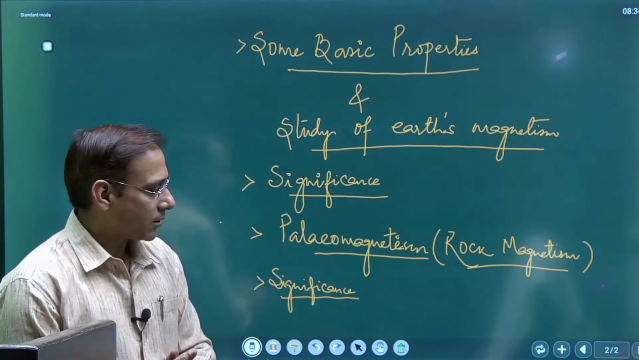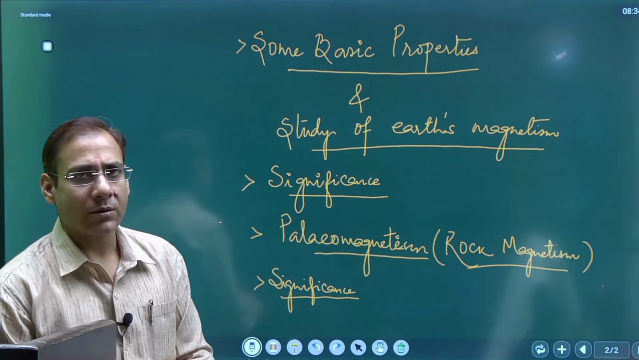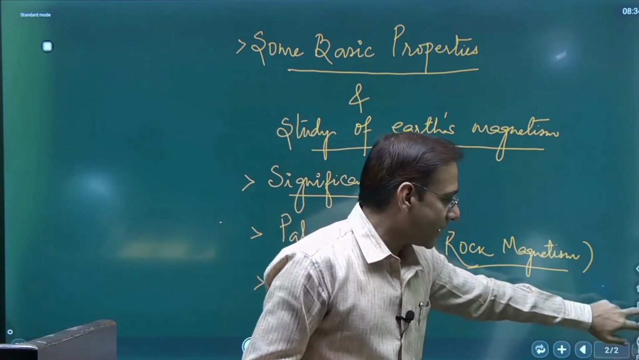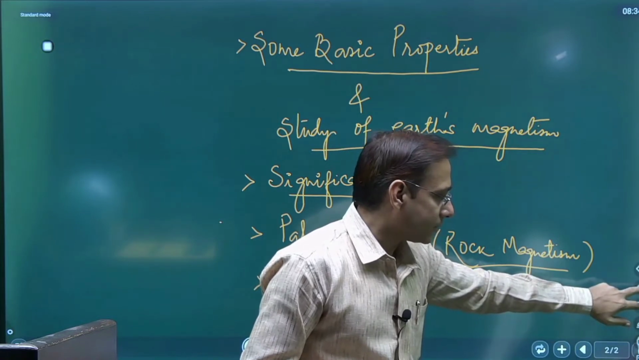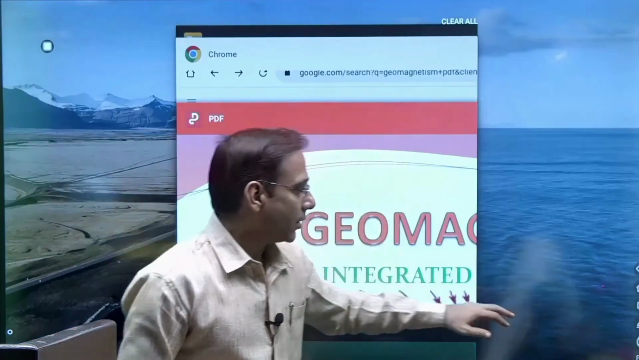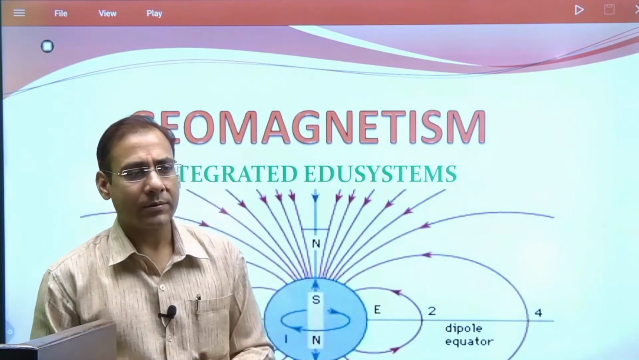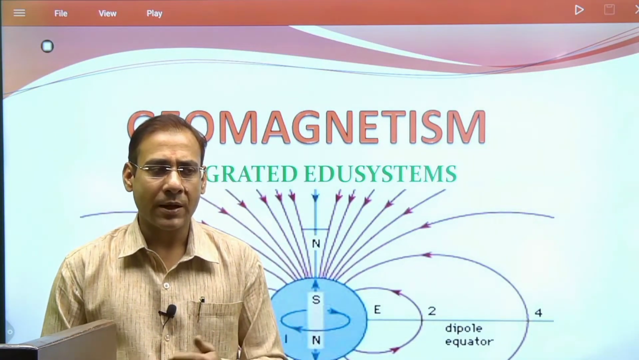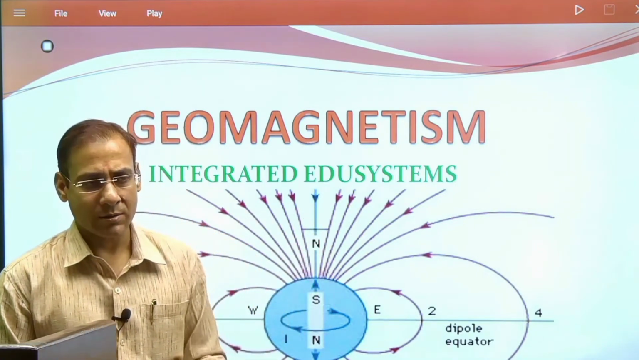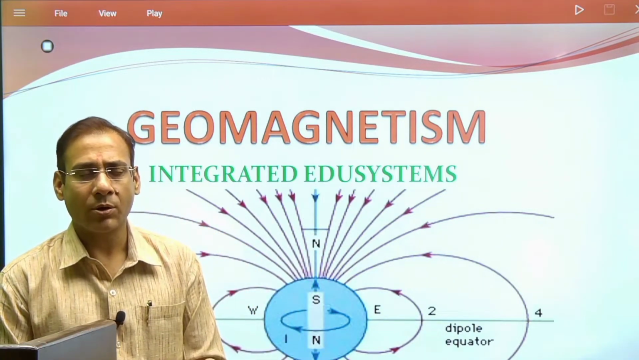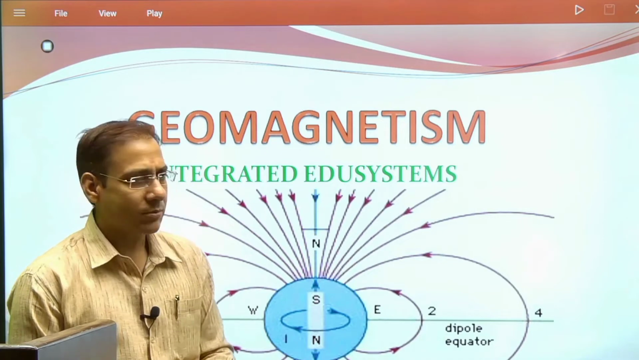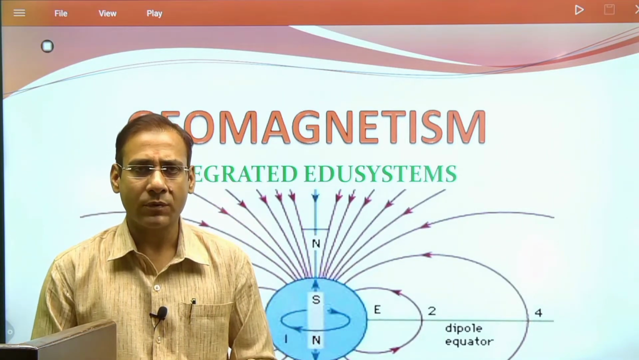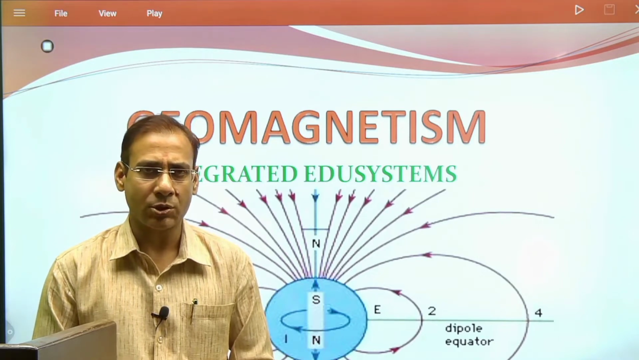So now let's start our discussion with the introductory part. As I have said, the earth behaves like a magnet, and this study of the earth's magnetism is known as geomagnetism. Here geo means the geoid or the earth, and magnetism reveals the magnetic property. So the study of the earth's magnetic property is known as geomagnetism.